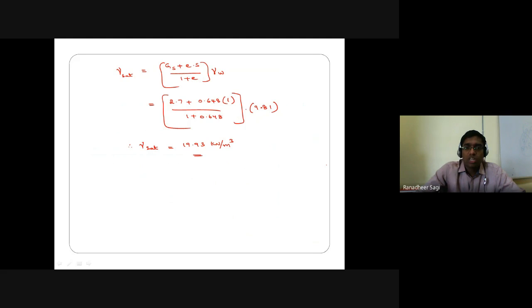Okay, so we'll stop our discussion for today with this, and in the next class we'll continue our discussion with a couple of other problems where we can see how to find out some unknown information with regard to the soil based on the known data available with us.